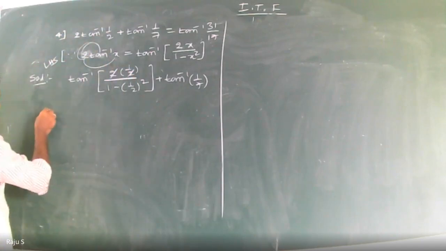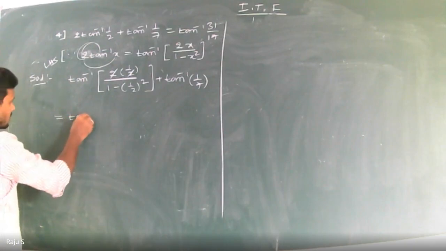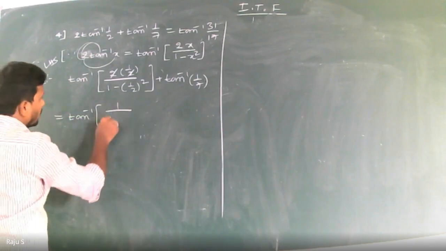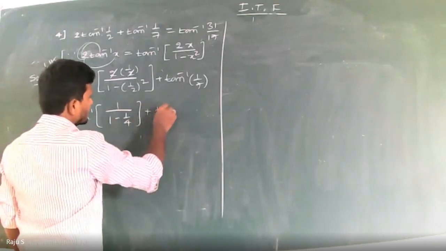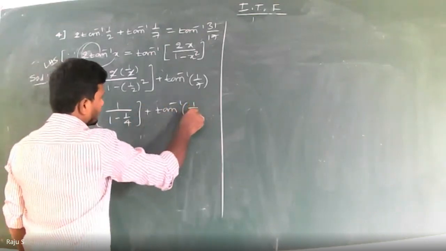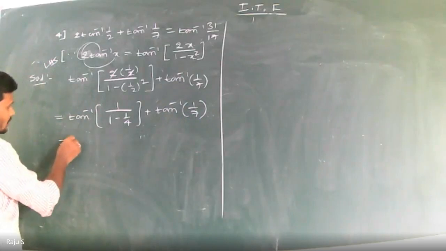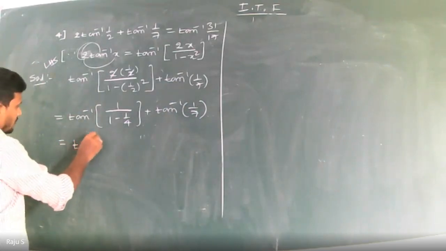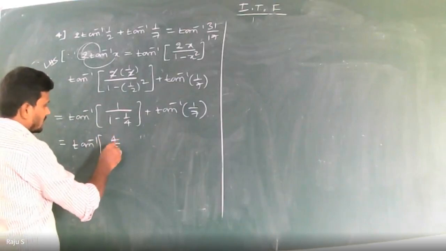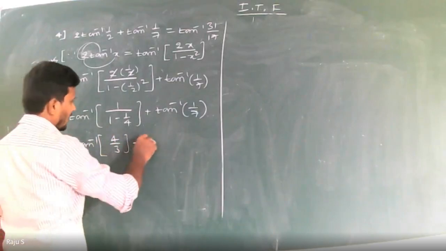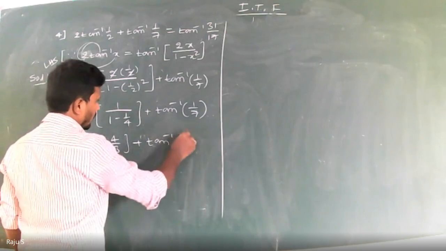Cancel. So, which is equal to tan inverse of 1 by 1 minus 1 by 4, plus tan inverse 1 by 7. And this is equal to tan inverse of, simplify this, 4 becomes the numerator, 4 by 3, am I right? Plus tan inverse 1 by 7.